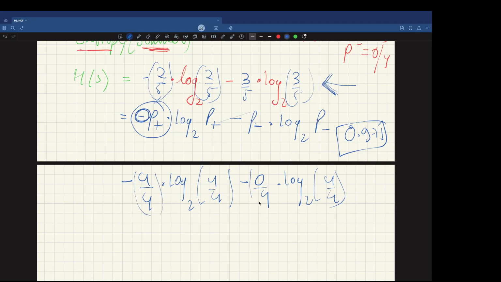Now if you do this, basic mathematics, 4 on 4 is 1, 4 on 4 is 1, and 0 is 0. So minus 1 dot log 1. What is log 1? 0. Right? Log 1 is 0, no? Hey, say yes or no? Yes.